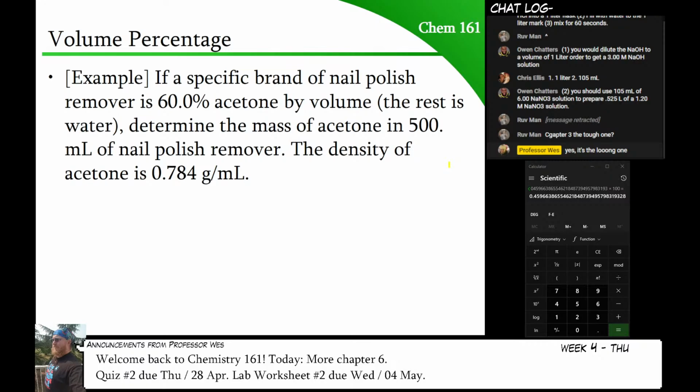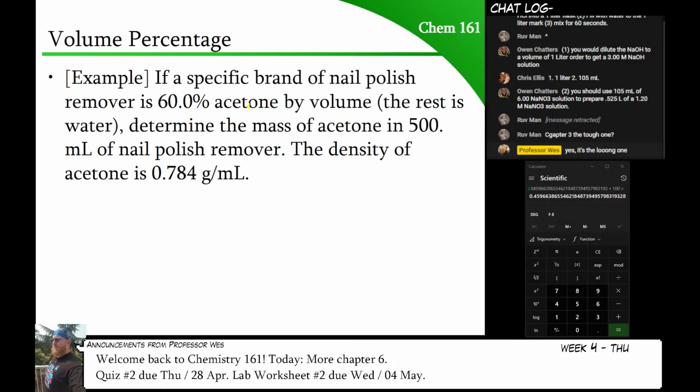Let's suppose you have half a liter of nail polish remover. Sorry, I'm just brain dead today. If you have half a liter of nail polish remover and that nail polish remover is 60% acetone by volume, what mass is in your container?